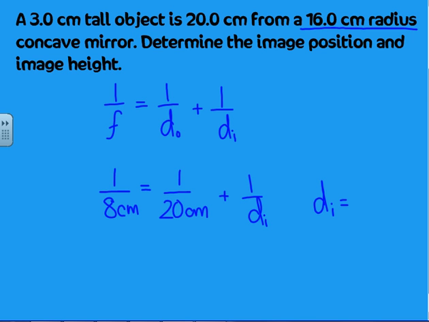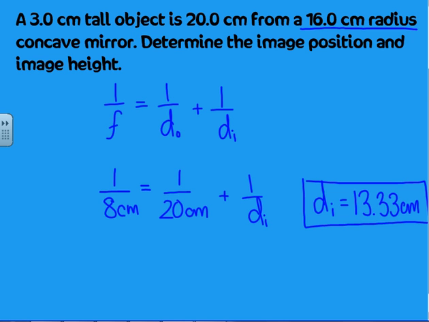Again, before I do any math, before I use my calculator at all, I can have an idea of what range my answer should be in. I know that the focal length is 8 centimeters, the radius is 16 centimeters, and my object is located at 20 centimeters. Once again, that follows that second scenario. My image distance should be somewhere between 8 and 16. And again, it is. 13.33 centimeters is my image distance.